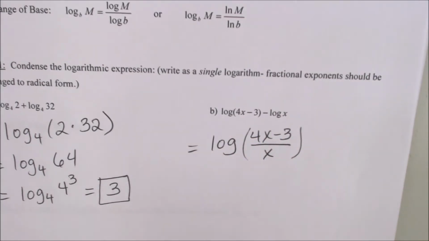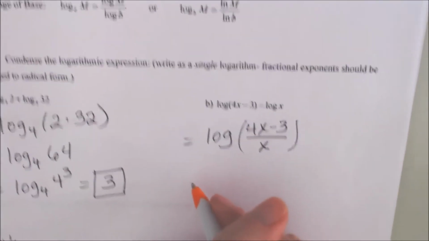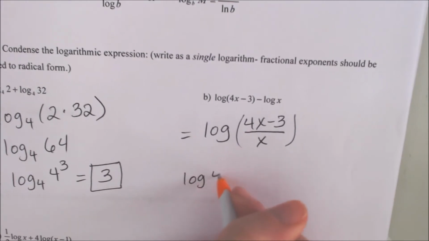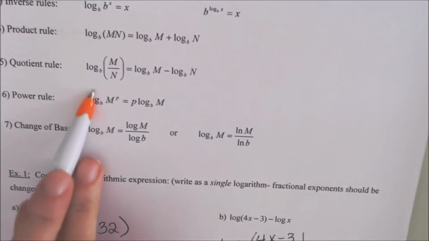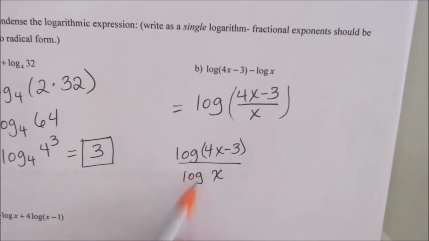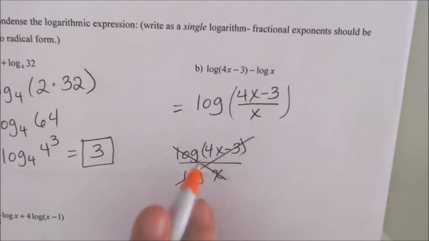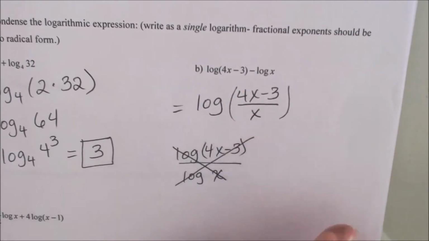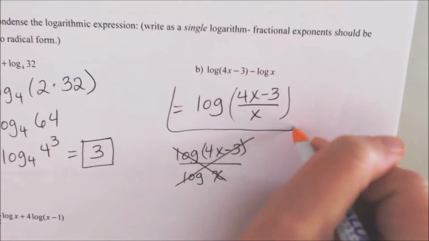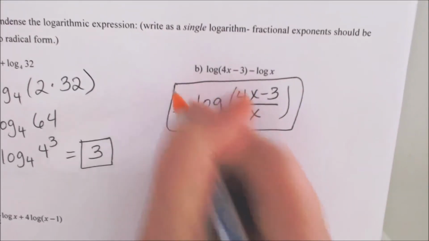You don't have to. What I do not want to see in a question like this is this. A lot of times students, when they try to condense this, write two logs, when we're condensing into a single logarithm. That's really important. I don't want to see log over log. That is incorrect. I want to make sure we do log of the entire argument, 4x minus 3 over x. And that would be fully condensed.